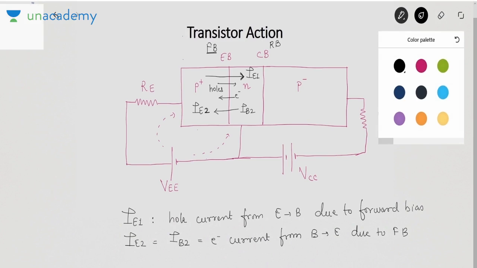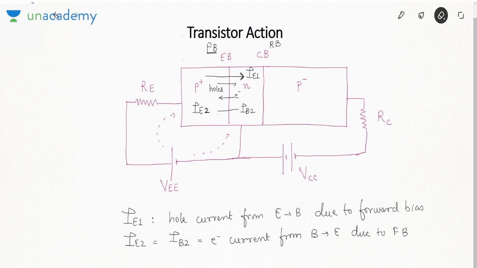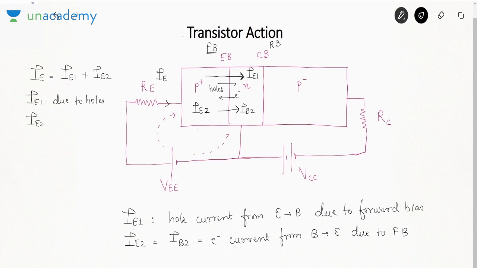One minute, let me make a small correction. If electrons are going from N to P, current will go from P to N. So if I apply KCL here, I can say that this IE current is equal to IE1 plus IE2. Now IE1 is due to holes and IE2 is due to electrons. Now P region is heavily doped whereas N region is moderately doped, which means electron concentration is less than hole concentration. So we say that IE2 is much less than IE1.